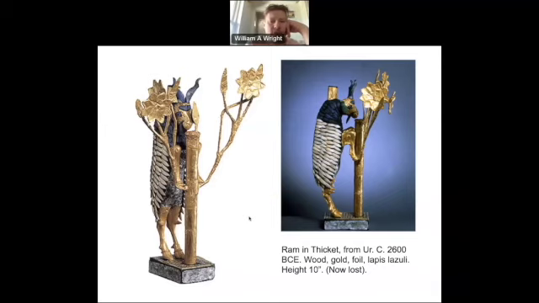It's still building on understanding of the world. We have this ram in a thicket, eating from a tree. That's a cool new thing to see depicted. But it's also important to know, it's really all about the materials.